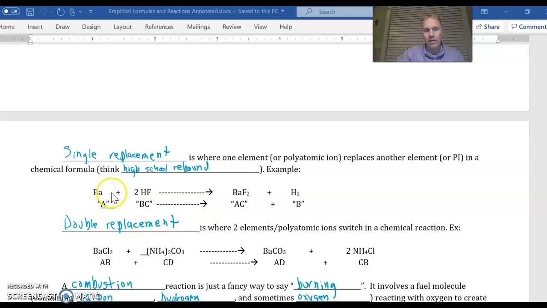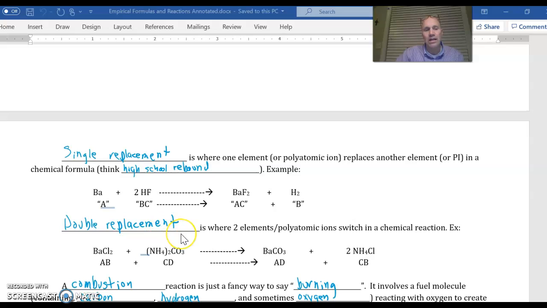All right, so in this particular reaction, you've got barium all by itself, you've got hydrogen and fluorine that are part of a compound. In the end, notice that you've got just a new combination. You've got barium and fluorine together and hydrogen is all by itself. So that would be a single replacement.